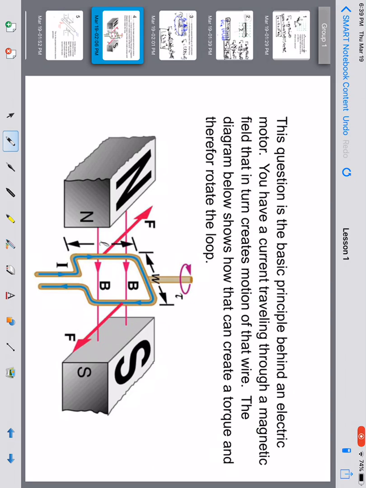a loop in a magnetic field. And in doing so, it creates a force. But because this is a loop, it's going to create a torque. So as you can see here, it creates a torque in that direction. Now, just before we move on from this, let's talk about why this is actually happening.